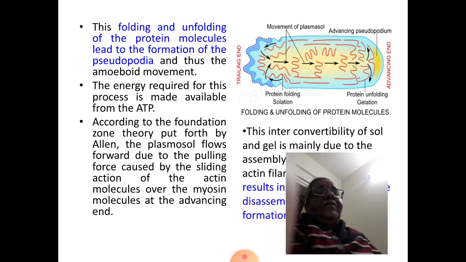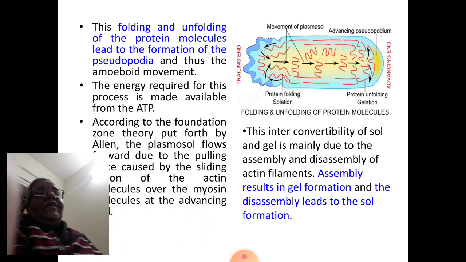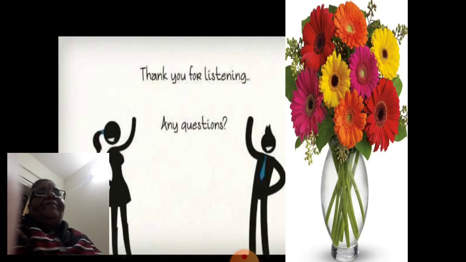So the interconvertibility of sol and gel is mainly due to the assembly and disassembly of actin filaments. Assembly results in gel formation and the disassembly results in sol formation. So the basis for the interconvertibility of sol and gel finally goes to the credit of proteins, actin and myosin.